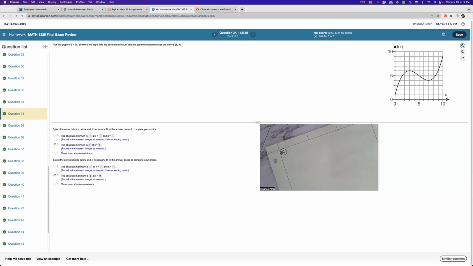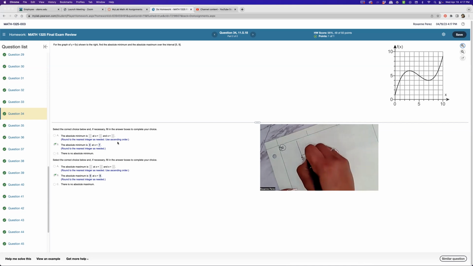So for this first part, the absolute minimum within the domain of 5 to 9 is this point right here. And that's at x equals 7 and y equals 4. So the absolute minimum is 4 at x equals 7. So again, you can sketch this really quickly.